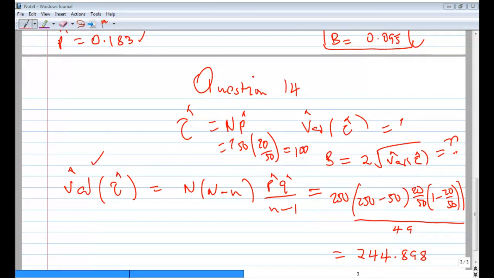But your formula is different. Your formula is the estimated variance of an estimated population proportion. It's not for the population total. The formula is not supposed to be like this. Verify, guys. But I think this is the correct formula.